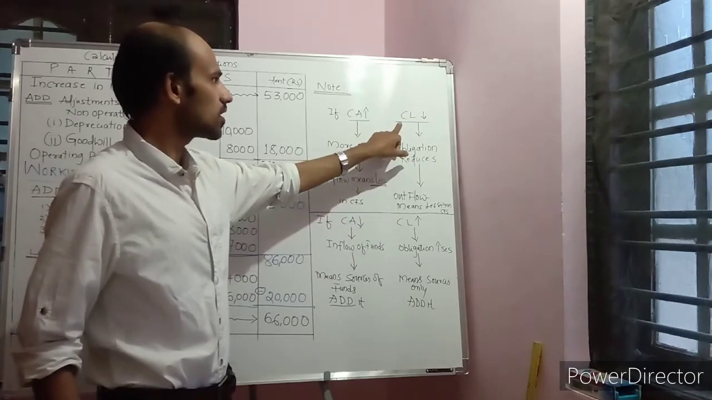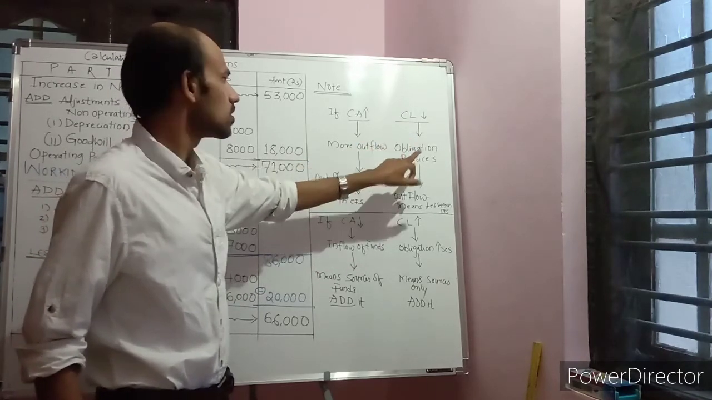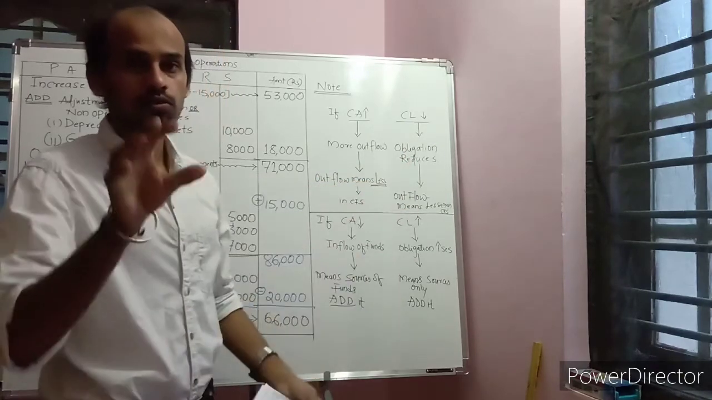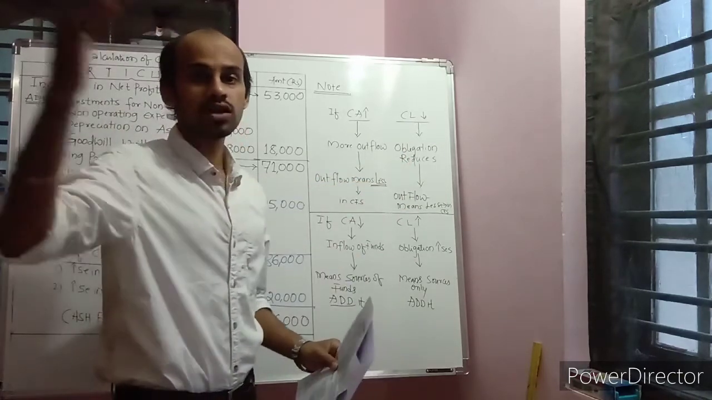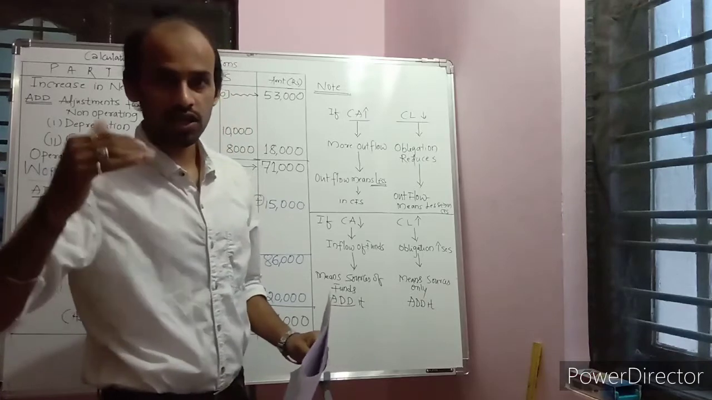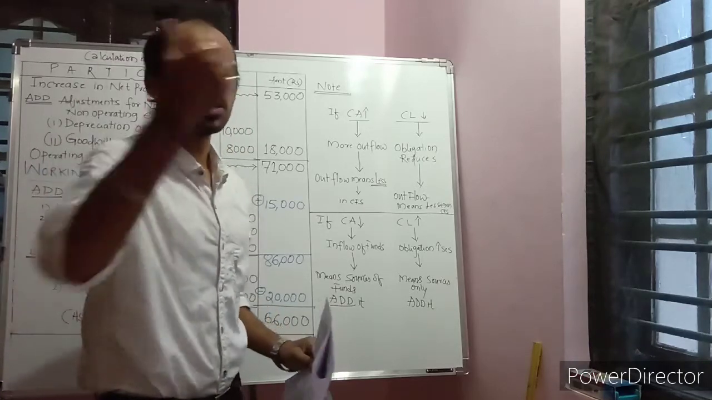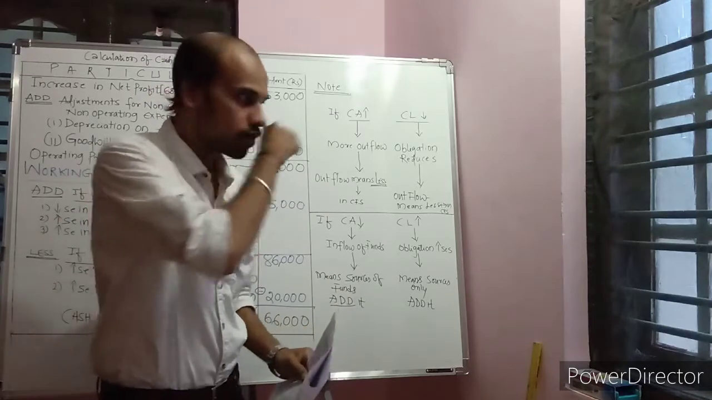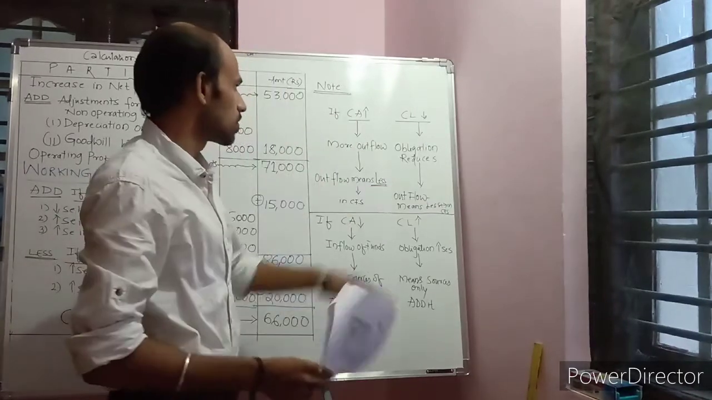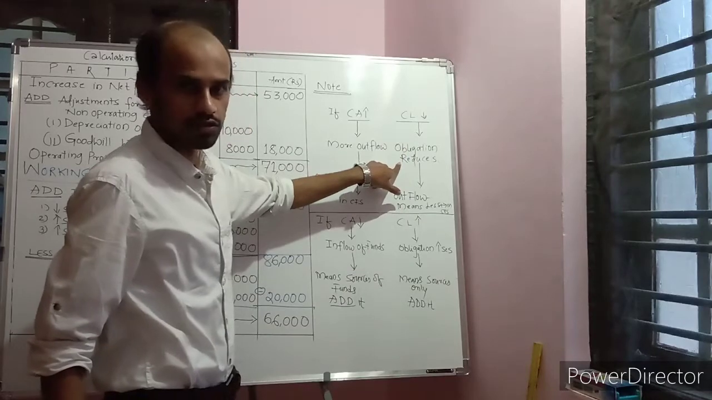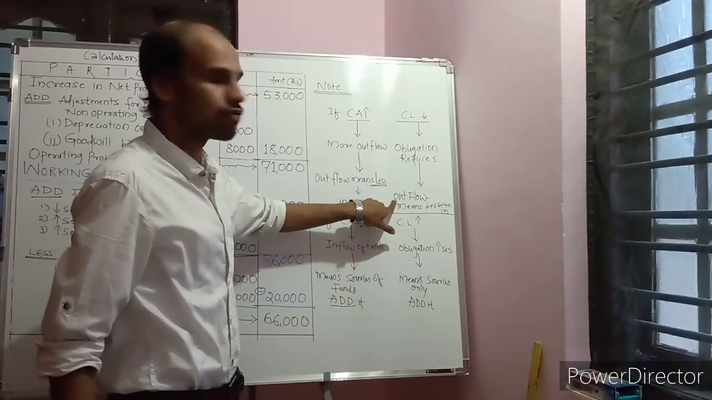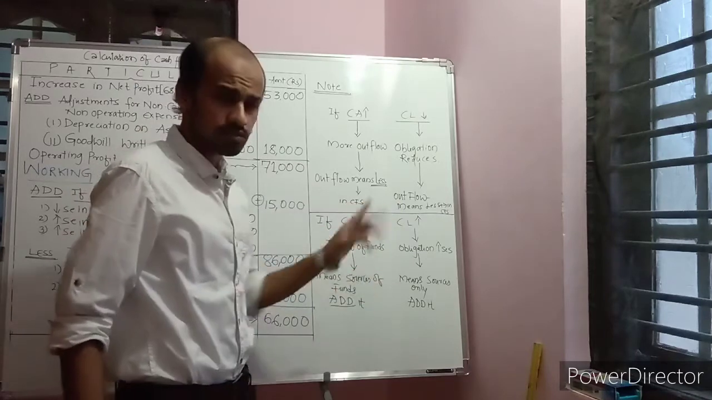Next, if current liabilities decrease, that is, the obligation reduces. You borrowed some amount of money from the creditors, and that creditors' money you are refunding back. That means there will be a cash outflow of funds. So the obligation reduces, and automatically that is outflow of the funds.